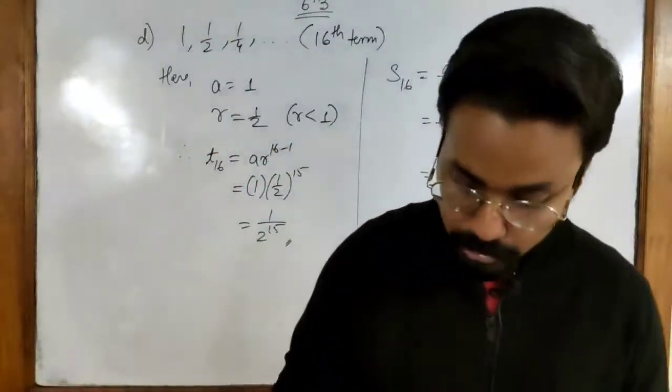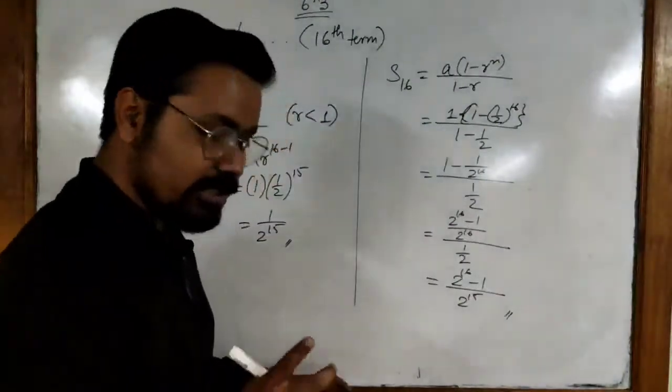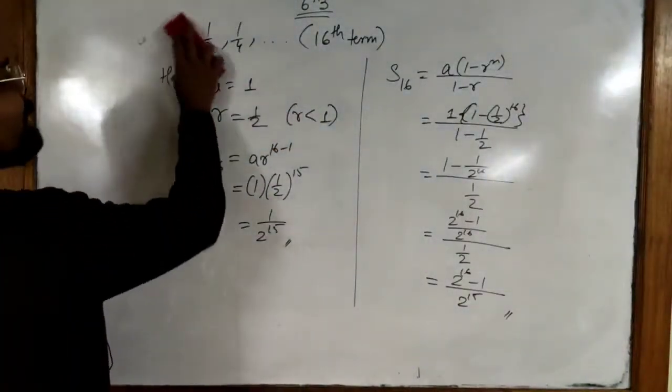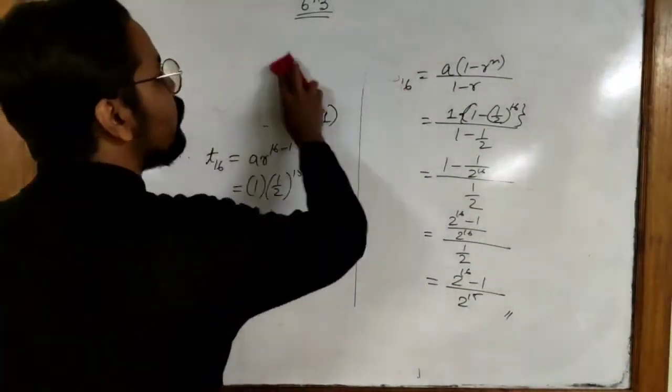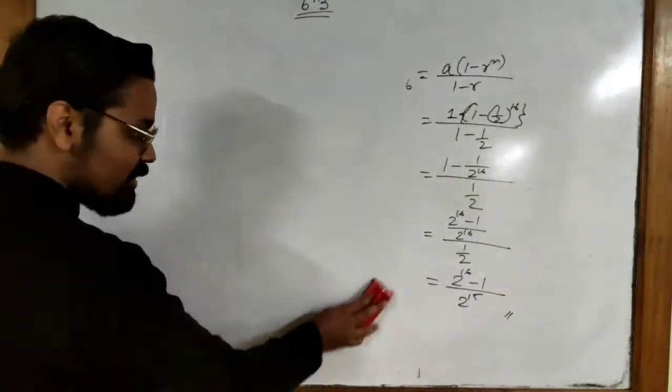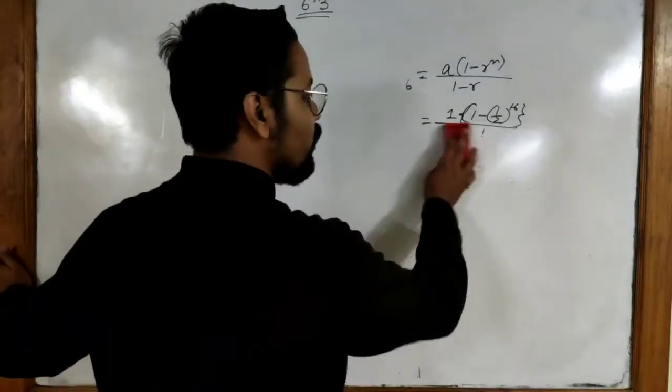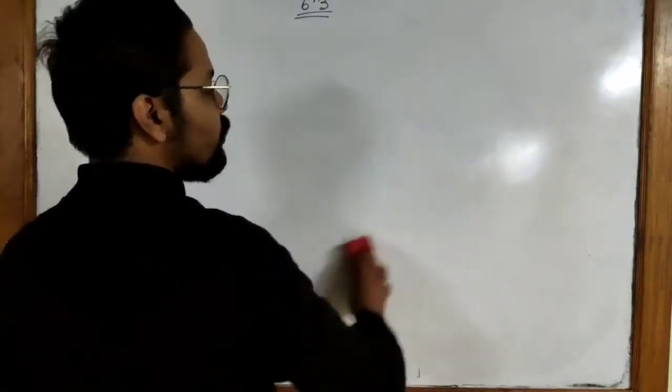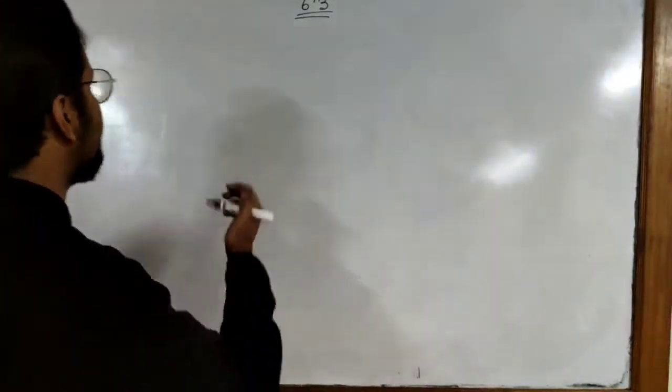Let's move on to question number 2, which is a bit different because some of the series given here are not in GP. You have to convert them first into GP by doing some manipulations to the given series, and then we can use the required formula to find the sum. So let's look into question 2a.